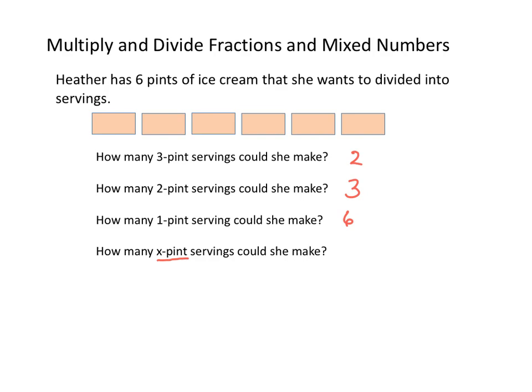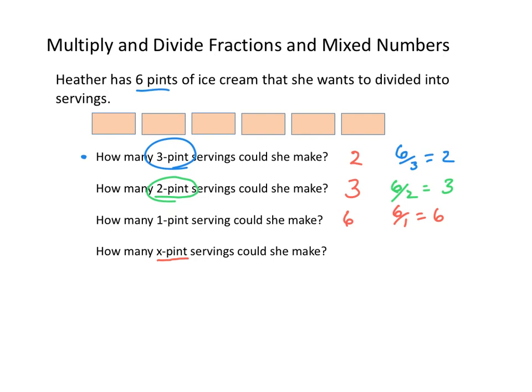Okay, so now let's go back and figure out how we did the math before. To get this 2, and how many 3-pint servings? Did you notice that we had 6 altogether, and we could just take 6 and divide that into 3-pint servings? 6 divided by 3 is 2. For the second one, we started with 6 pints and divided that into 2-pint servings. So 6 divided by 2 is 3. For the 1-pint servings, we had 6 divided by 1, which is 6 1-pint servings.